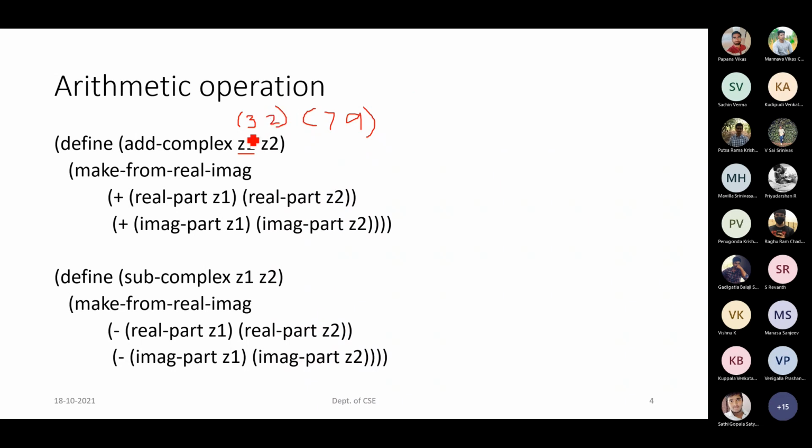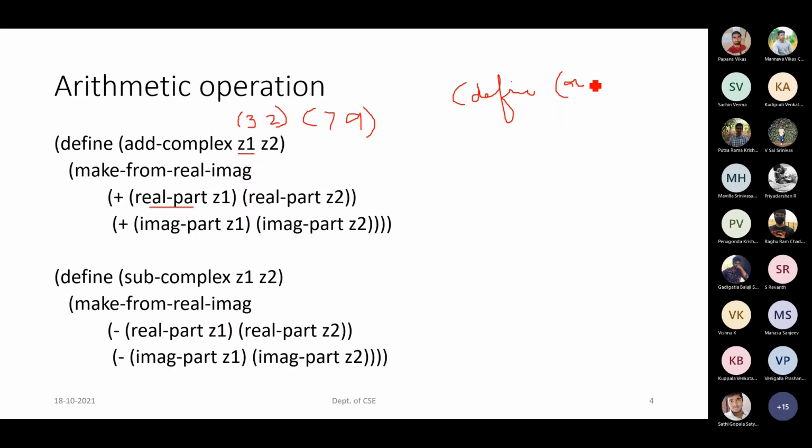We have to extract the values 3 and 7. How do we extract it? We are making use of the real part, which will help us extract the starting part of it. So you can just imagine what the real part would have been defined as. Here we have only a single argument, which means we are just passing one complex number.